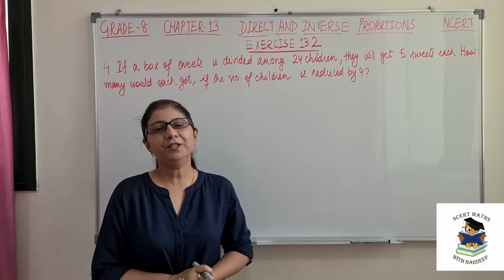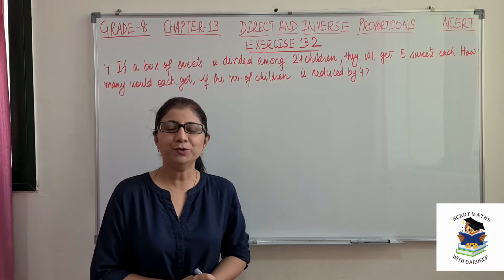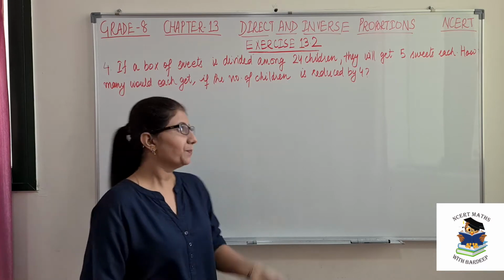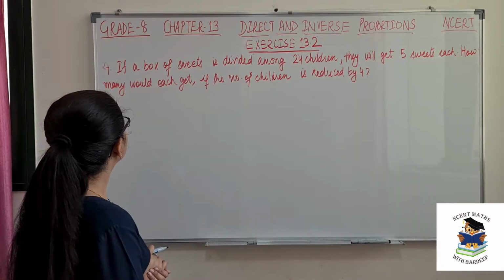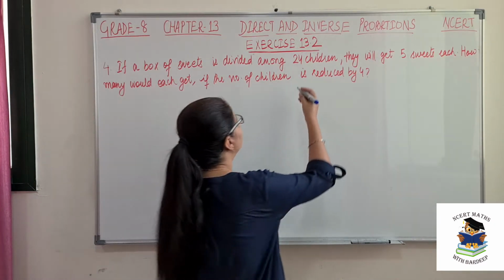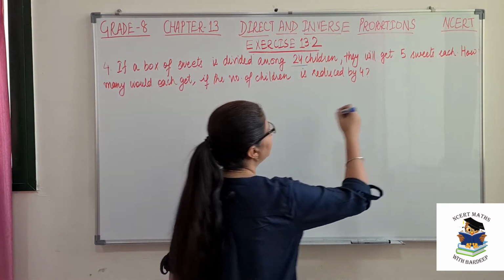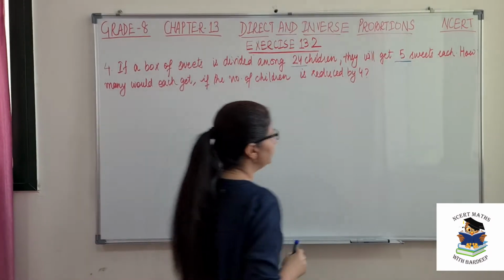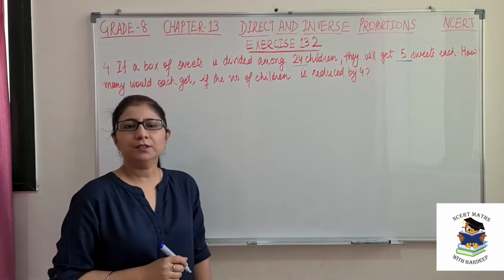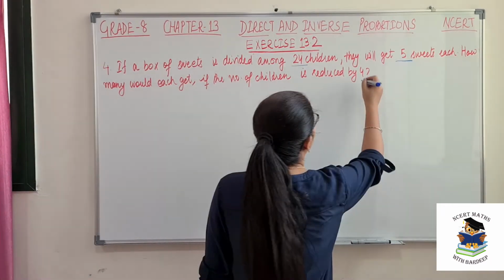Today we are continuing our exercise number 13.2 of chapter 13, that is direct and inverse proportion. So let's see the fourth question. If a box of sweets is divided among 24 children, they will get 5 sweets each. How many would each get if the number of children is reduced by 4?